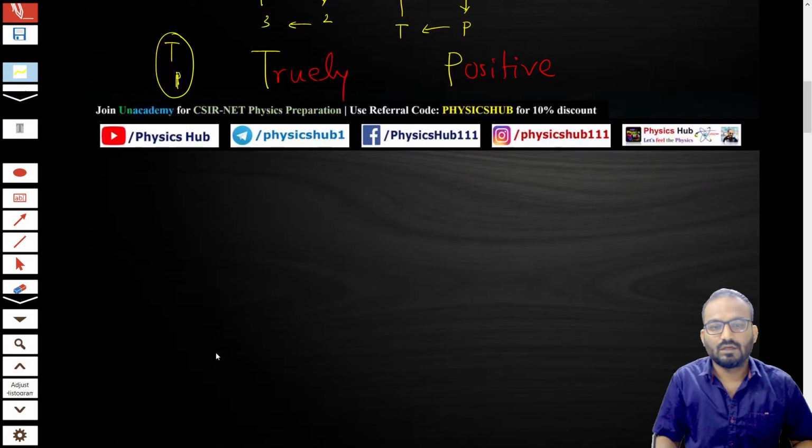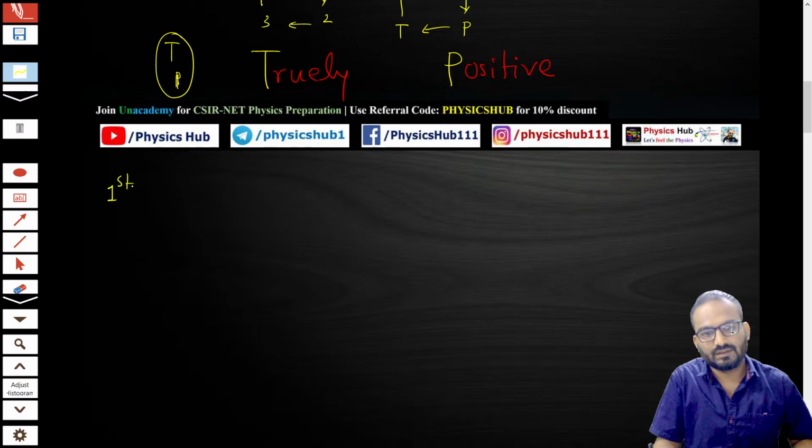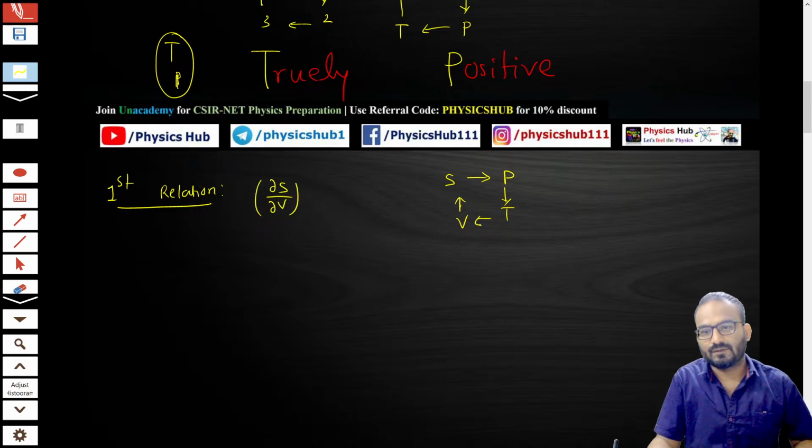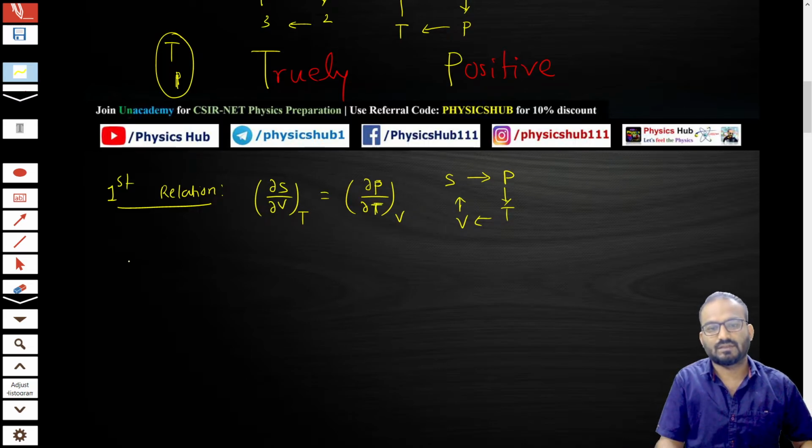First of all, we'll start with the first relation. It will be from this SPTV. We'll start with this surest process to verify. So you can see del S by del V at constant T is equal to del P by del T at constant V. Now you see P and T are appearing in one of the derivatives, so this is truly positive. So this is the first relation we get.